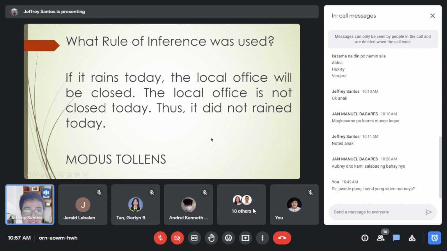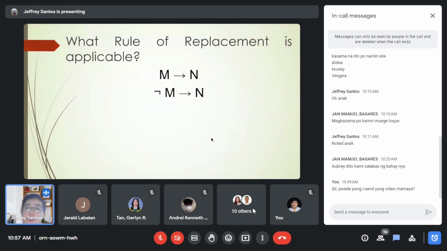Okay, let's move on with the next one. Yan. So, rule of replacement naman. So, kung gaano kadami ang rule of inference, halos ganun din yata ang rule of replacement. Pakiaral niyo po mabuti. Ang gagawin dito mga anak, you will determine what rule of replacement is applicable given the first proposition, anong rule of replacement ang gagamitin so that we can replace it with the proposition here at the bottom or on the right. Sa exam kasi nasa right to, nasa column B. From M implies N to not M or N.